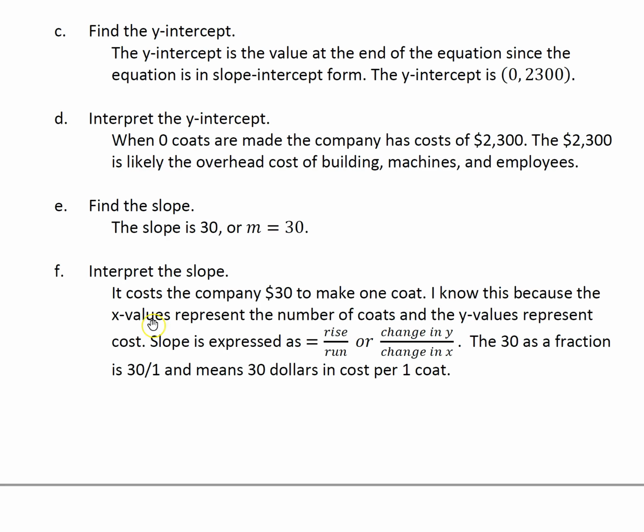I know this because the x values represent the number of coats and the y values represent cost. Slope is expressed as rise over run or change in y over change in x. And we know the 30 as a fraction is 30 over 1. So the 30 is the y value, and for the y values, that was total cost. The 1 is from the x values, and that was the number of coats. So this means $30 is the cost for one coat.